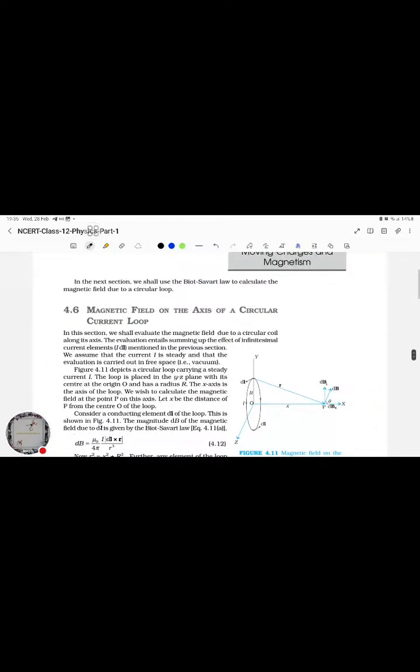In the next section we shall use the Biot-Savart law to calculate the magnetic field of a circular loop. The evaluation entails summing up the effect of infinitesimal current elements. The differential field produced due to a current element of differential length dl is mu naught by 4 pi times I dl sin theta by r square. Now we'll have to sum it up for all dl elements.